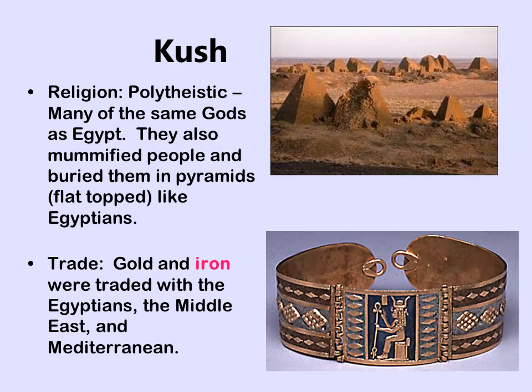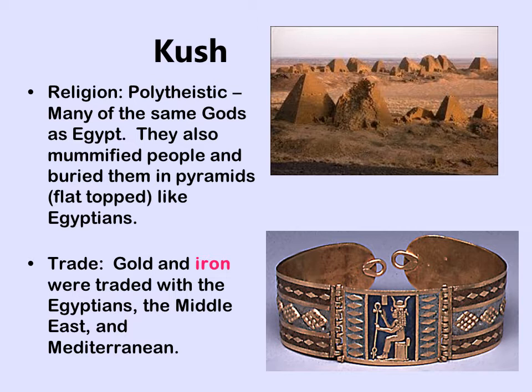And here's some things that you need to know about Kush. So they are polytheistic. They shared many of the same gods as the Egyptians used. They will mummify people. Now, they're not going to put them in giant pyramids like the Pyramid of Giza and places like that. They're not as powerful, these tombs aren't. But they do mummify people, and they do put them in pyramids. Now, their pyramids are flat-topped. The Egyptians, of course, are pointed. So they do have kind of their own culture in there as well.